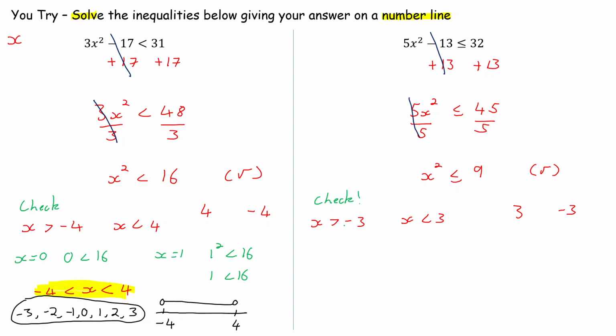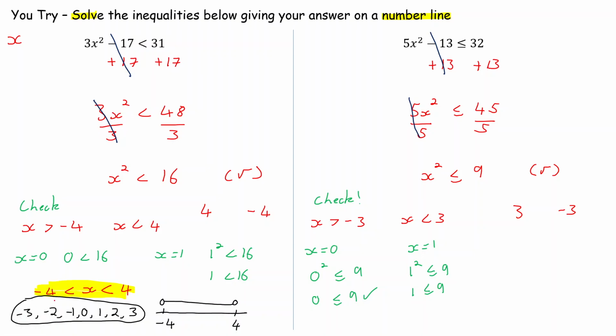If x is bigger than minus 3, so let's choose a number bigger than minus 3, like 0, because 0 is bigger than minus 3, is 0 squared less than or equal to 9? Well, yes it is, because 0 squared is just 0, and that is less than or equal to 9. It makes sense, good. If x is less than 3, like 1, again, you could choose any value here, it doesn't matter. If x was 1, is 1 squared less than or equal to 9? Yes it is, because 1 is less than or equal to 9. So good. If I had my signs the other way around, it would not make sense.